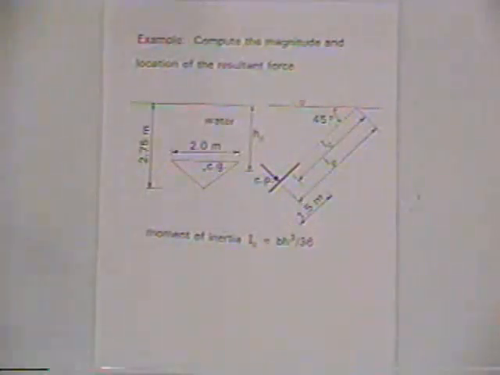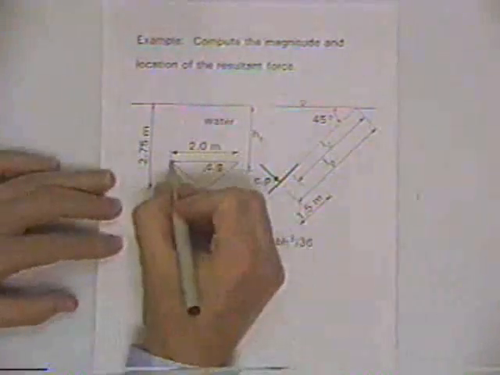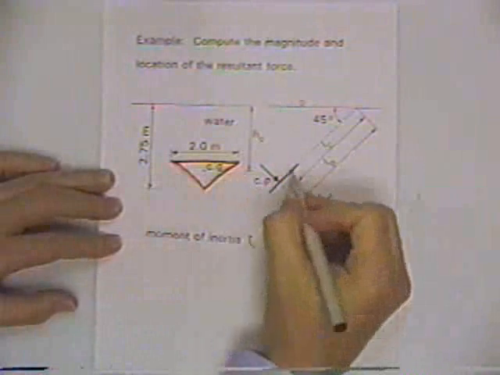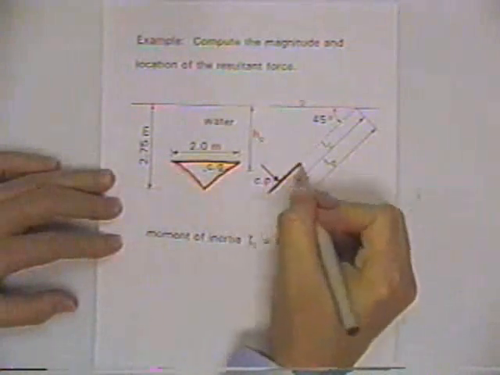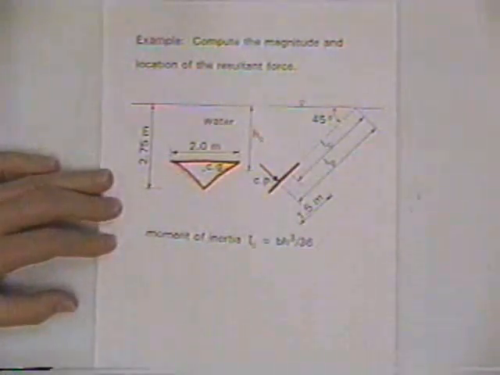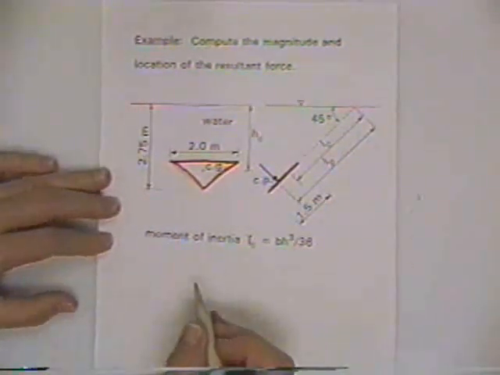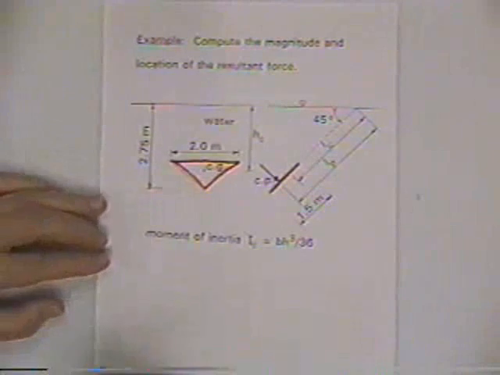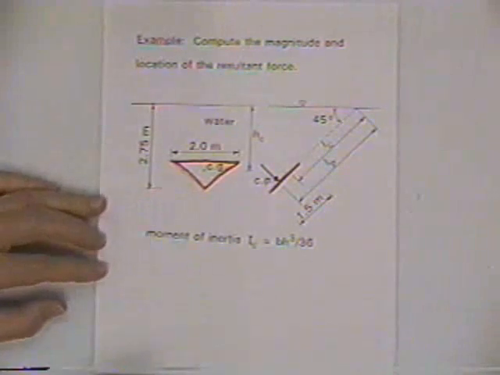And so we've got just an object. Here's a triangular in shape, a plate. It's flat. It's on an incline. And so from 2 views, you can see this triangular object happens to be in water. And we want to compute the force of the water on this object and the location of the resultant force.